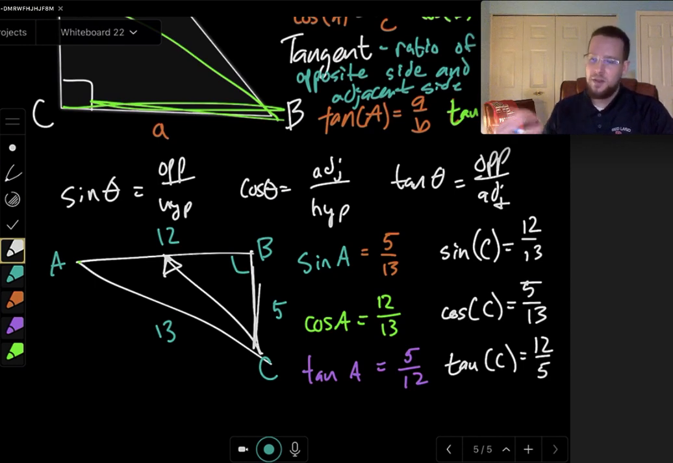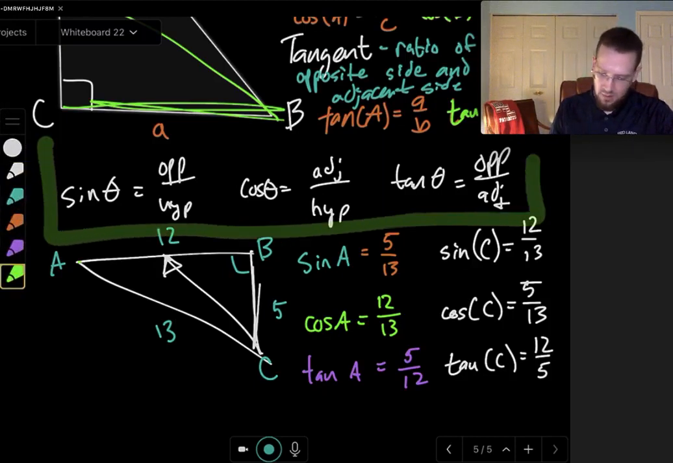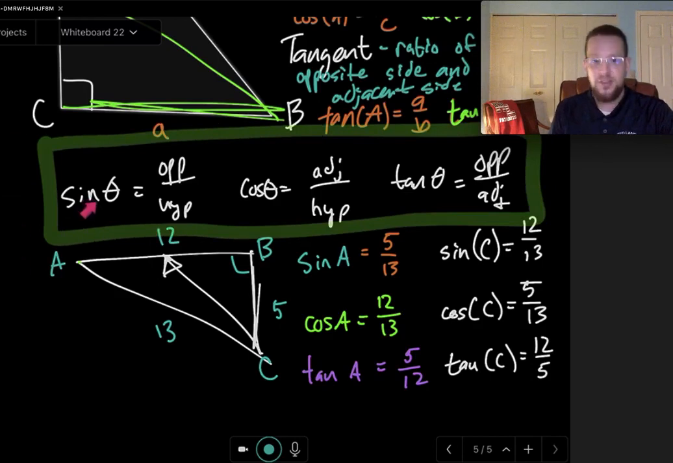Okay, so that's how we would do very simple trigonometric ratios. Again, our trigonometric ratios are as such. The sine of an angle is the opposite side over the hypotenuse. The cosine of the angle is the adjacent over the hypotenuse. And the tangent of the angle is the opposite over the adjacent.